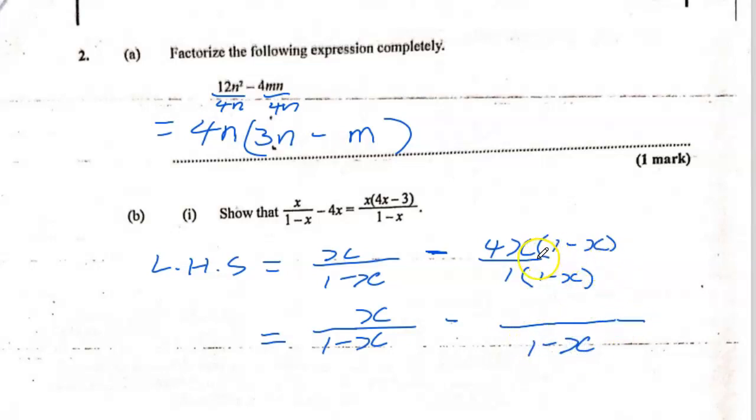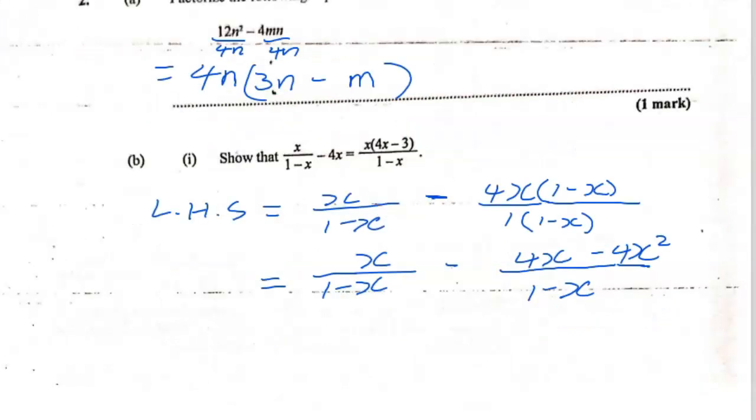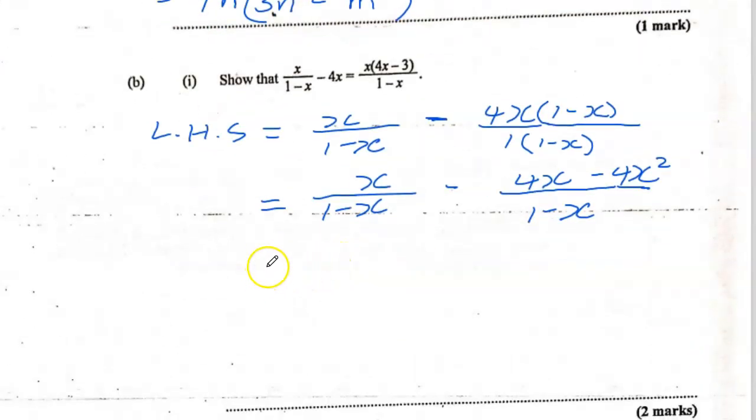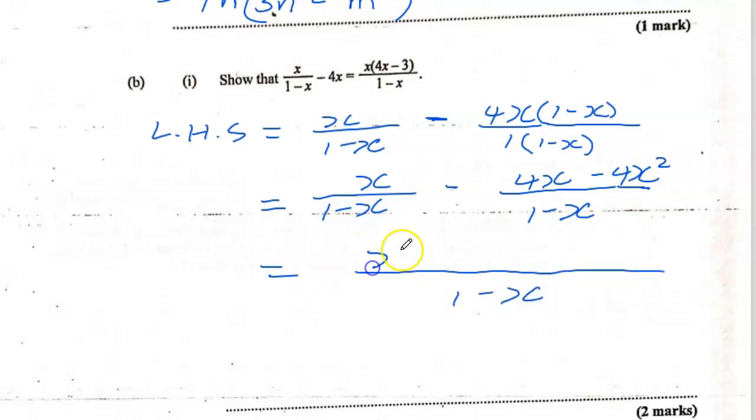And the numerator we can expand. So 4x times 1, that's positive 4x, and 4x times minus x, that's minus 4x squared. Now, because both denominators are the same, we can put the numerators together over the one common denominator, 1 minus x. So what we have here is x, and then it's minus all of these terms in the numerator. Let's think of it like this: we're applying minus to each term, so it's minus 4x, and then minus minus, so it's positive 4x squared.